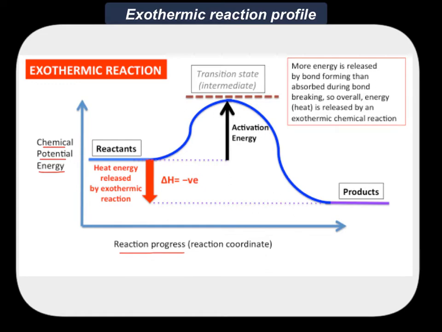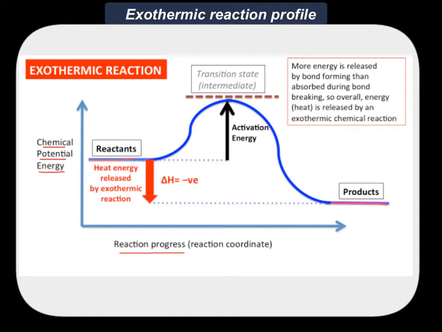Now we've got to be very careful because this is showing an exothermic reaction, that we have the energy level of the reactants and products in the correct place. The important thing is that the energy level of the reactants is higher in this example than the energy level of the products.